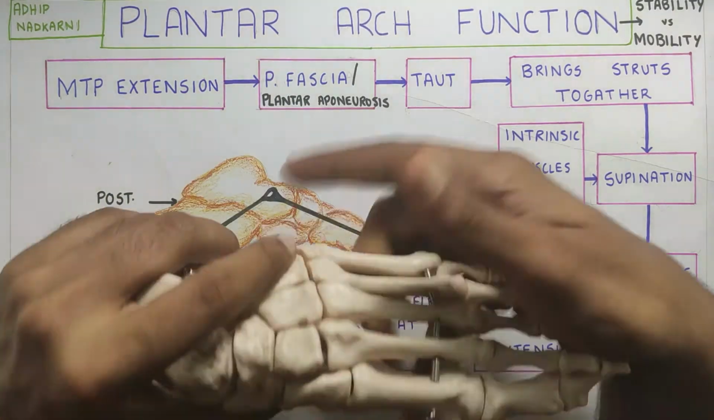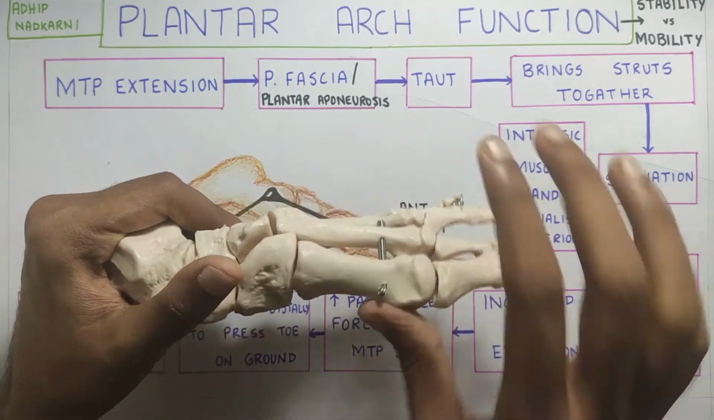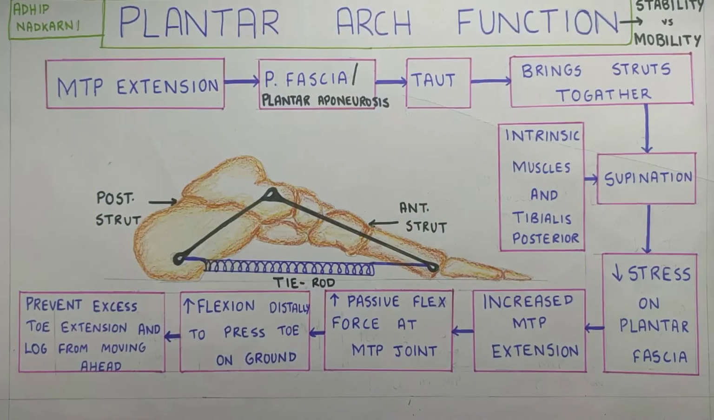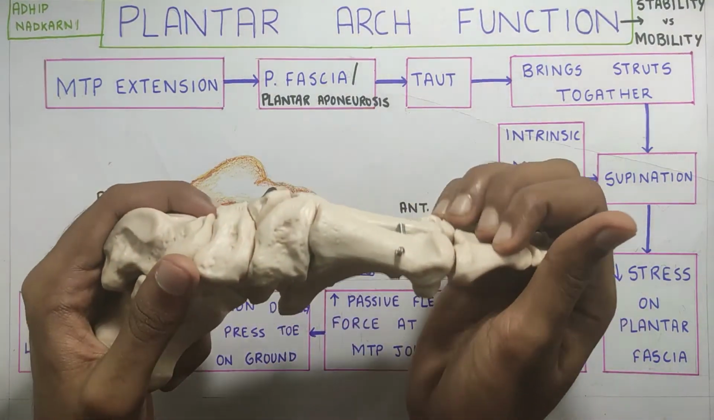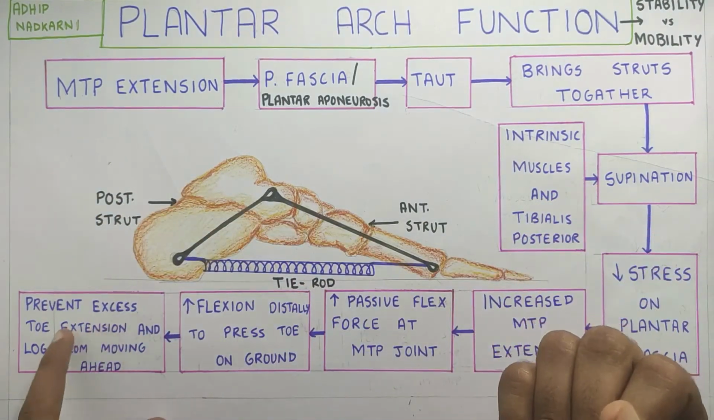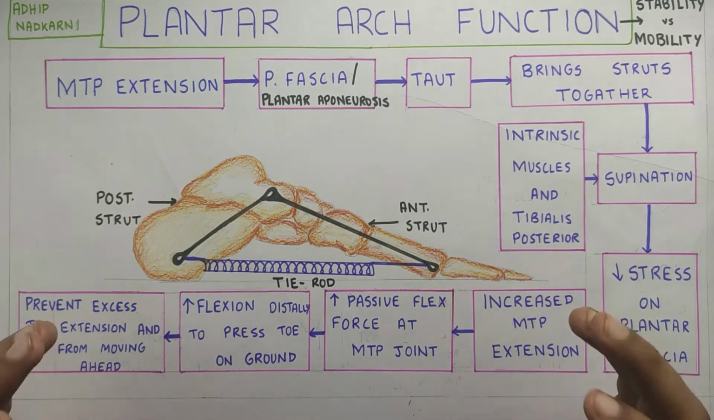The toes were pressed on the ground because the plantar fascia from below was pulling it downward. It pulled the MTP joints downward, for flexion, and this increased your stability and also prevented excessive MTP extension. Because of the plantar fascia, excessive MTP extension was prevented, and that is your windlass mechanism.